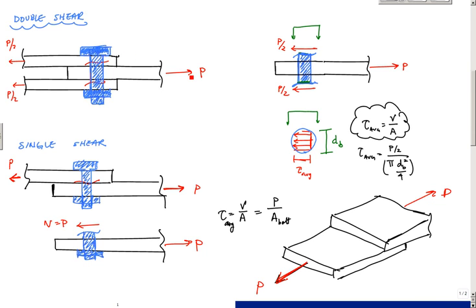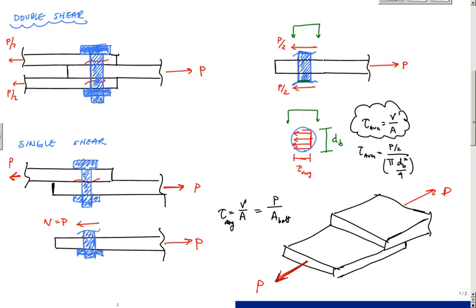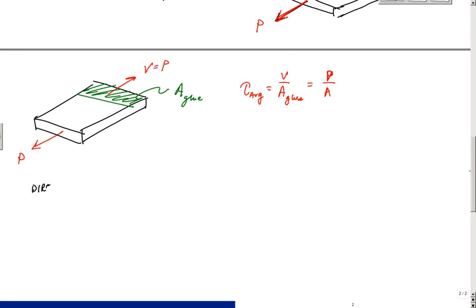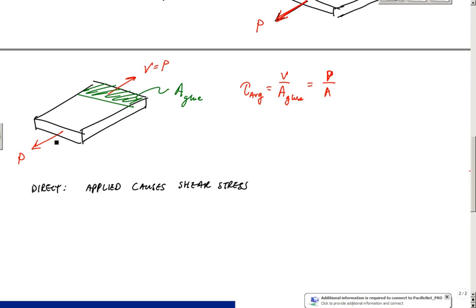In terms of direct shear, the applied load causes shear stress by direct action, or directly. Typically, not all the time, but typically, that shearing surface is parallel to the applied load.